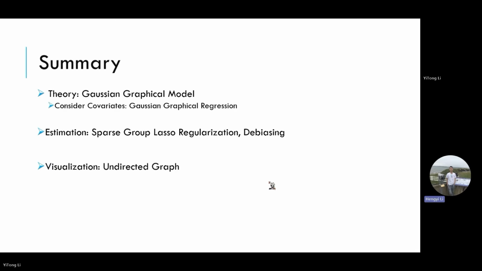To sum up, we first start by introducing the Gaussian graphical model and regression, evaluating the estimate using the sparse group lasso regularization before and after debiasing the estimate. Finally, we visualize the conditional independence using the undirected graph for more accessible interpretation.